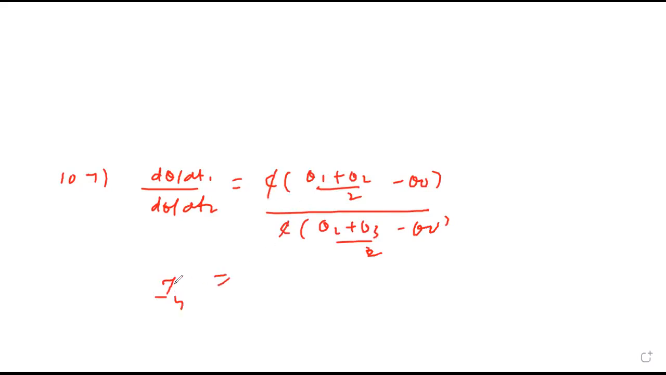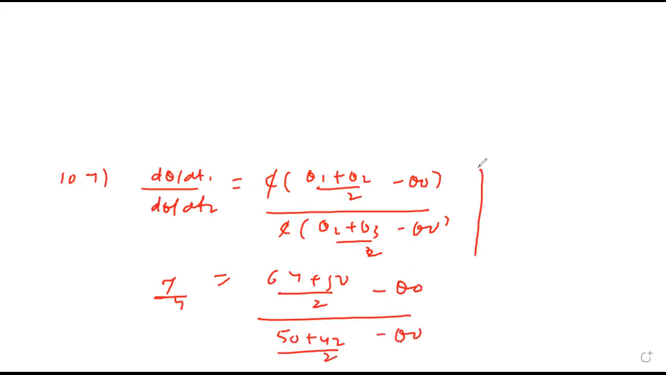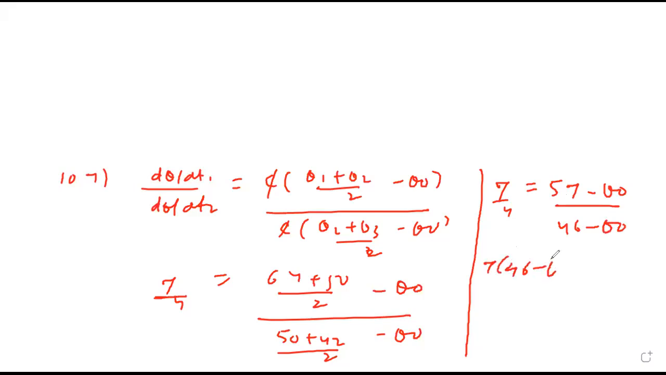C will get cancelled. First temperature was 64 plus 50 upon 2 minus surrounding. Then it is 50 plus 42 upon 2 minus surrounding. So we get 7 by 4 equals to 114 upon 2, 57 minus theta 0, 92 upon 2, 46 minus theta 0. So 7 times 46 minus theta 0, 4 times 57 minus theta 0.